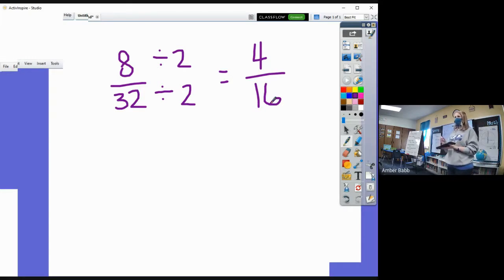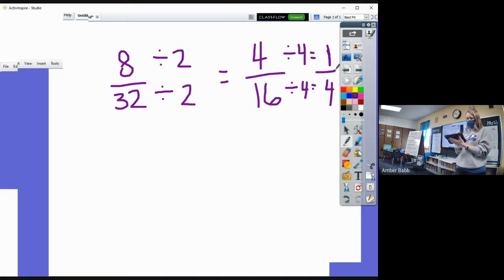Can I divide this more? Yeah, you can do it by 4. So I do get a simpler fraction, but it's not all the way simplified because Zeke says he noticed that I could still divide this again. What could I divide this by now? 4. Parker, divide it now by 4, and then I would get a 1 on top and a 4 on bottom.